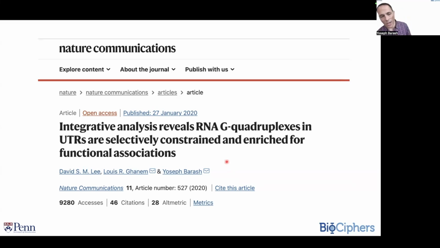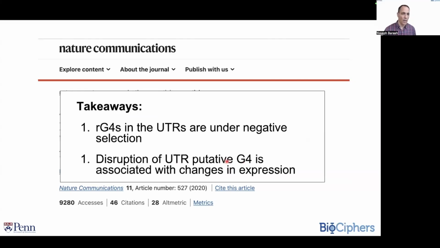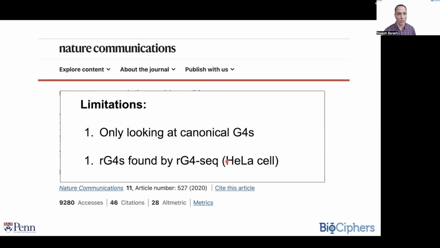And I'll just highlight two of the main conclusions that were derived in this paper. One is they're very clearly in the UTR under negative selection. And the other one is that disrupting them is associated with changes in expression. But there are also very clear limitations to the study. The way we did this, we only looked at canonical G4s and focused only on the ones that were validated with this RT-stop method that I mentioned, which was not only in HeLa cells.